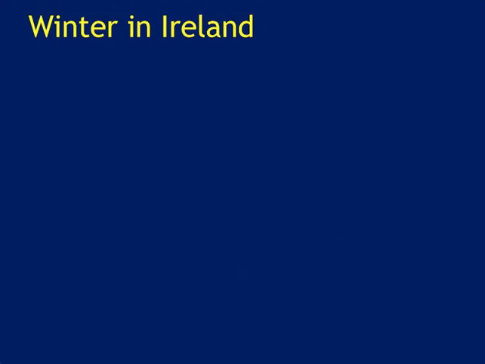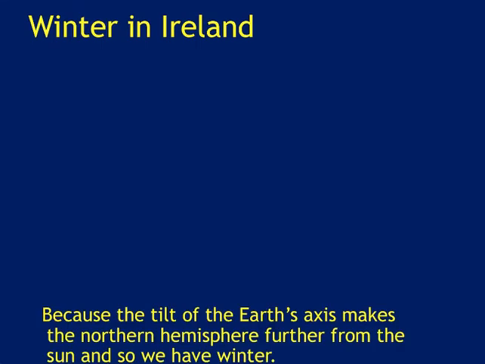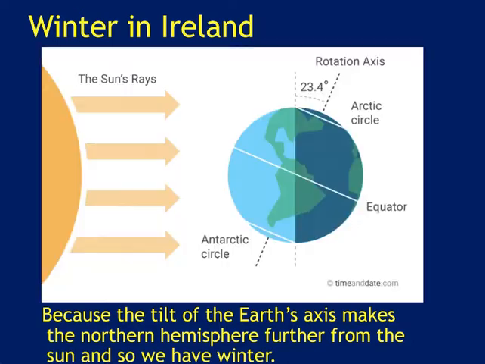So winter in Ireland. Why is it winter in Ireland? Why is it summer in Australia and New Zealand? It's because the tilt of the Earth's axis makes the northern hemisphere further from the sun, and now we're in winter. So if we were drawing our diagram like this, we would put our sun over here. We would draw our perfect circle, like so.